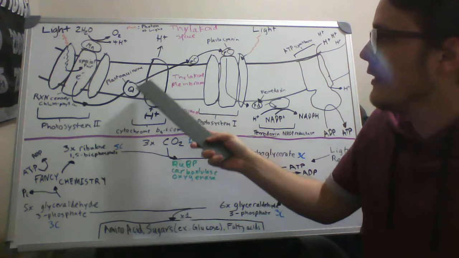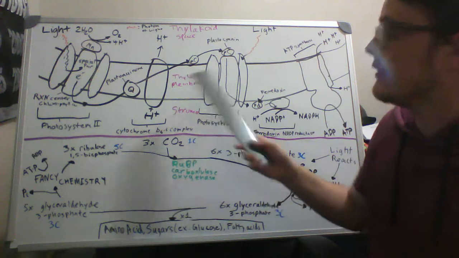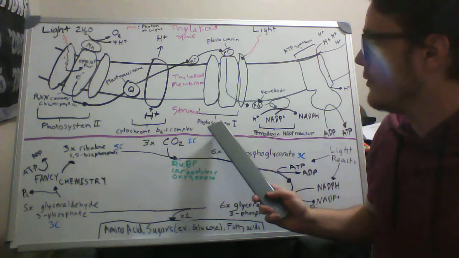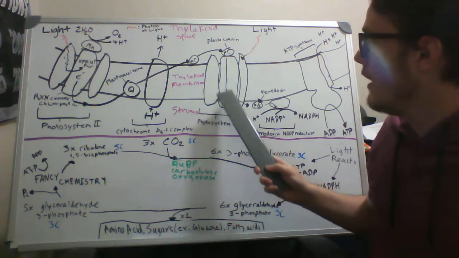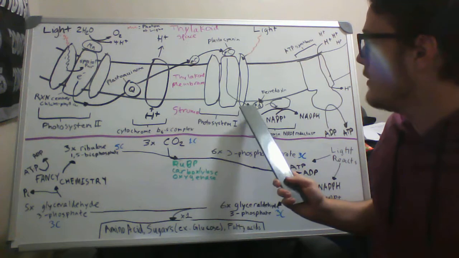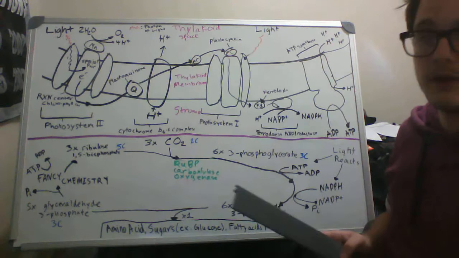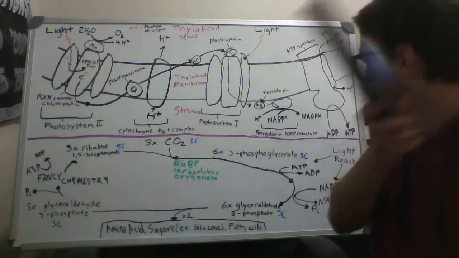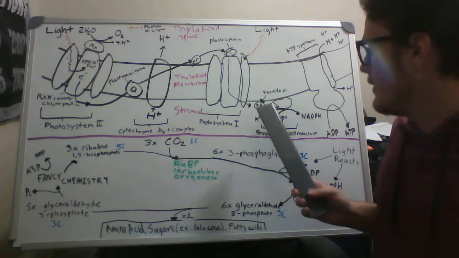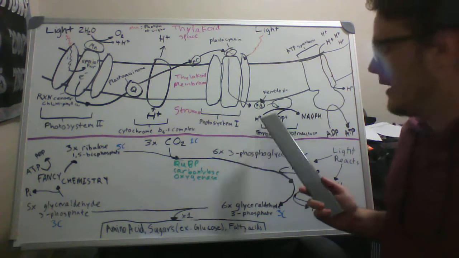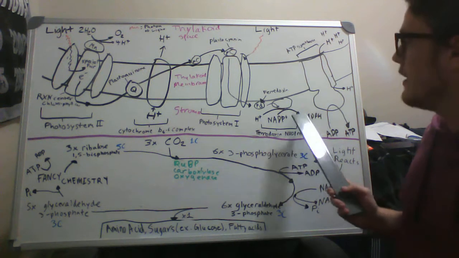And then plastocyanin carries the electron over here to photosystem 1, and more light is needed to activate photosystem 1. And we have the electron going here. Ferredoxin carries it over to the ferredoxin NADP reductase enzyme, and that enzyme takes in hydrogen, the electron, and NADP plus, and makes NADPH, which goes to the Calvin cycle.